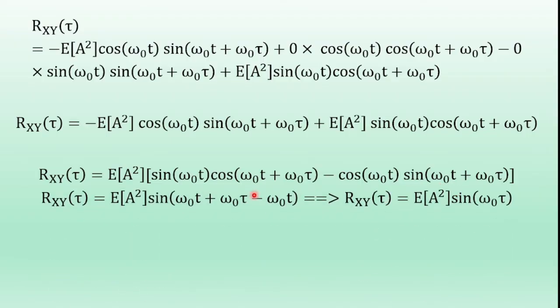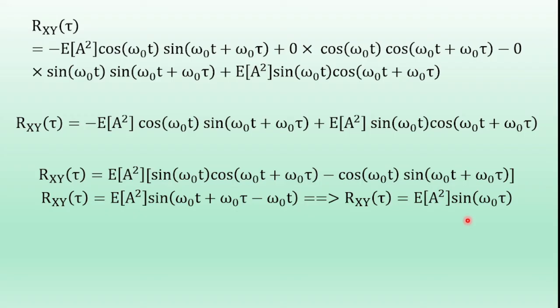So the term within the bracket, sin a cos b minus cos a sin b, is sin of a minus b. Therefore, expectation of a square into sin of a minus b, where this is the a value and this is the b value: sin of omega naught t plus omega naught tau minus omega naught t. Now here plus omega naught t minus omega naught t cancel. The remaining RHS term is expectation of a square into sin of omega naught tau.